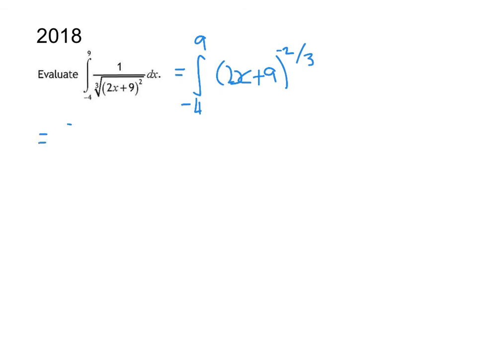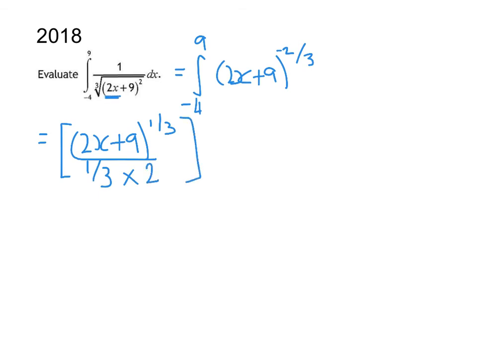So when you integrate this, your bracket stays the same. So 2x plus 9, minus 2/3 raised by 1 goes up to 1/3. We divide by the new power, and we divide by the differentiated bracket. Now, when you differentiate that, you get 2. So we're working with this.